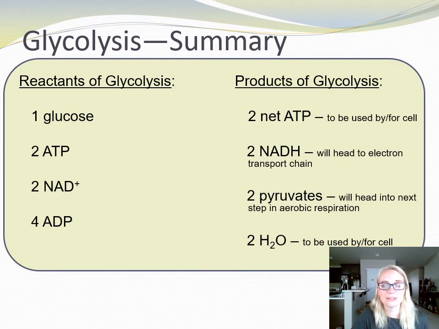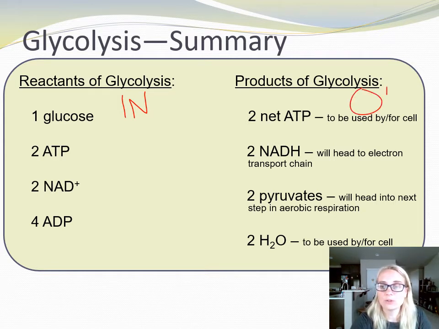So if we're to look at the summary, this is that takeaway: what goes in, what goes out, and why. So here's the in. This is what goes in. 1 glucose molecule goes in. 2 ATPs go in because that's our energy investment. 2 NAD pluses go in, and 4 ADPs go in. So these are all the reactants.